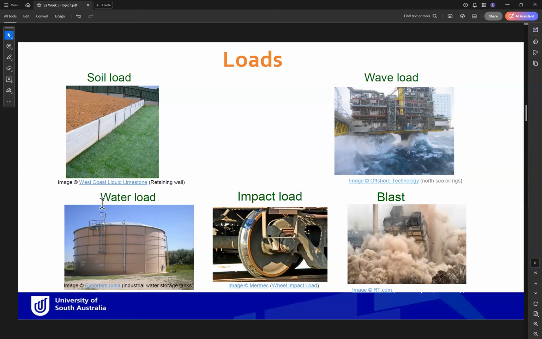We have also water load, like in water tanks. So we have also lateral loads on the walls. And we have also impact load, similar to the load from the train wheels on the train line. And you have also some blast load or explosive load due to explosions. So these are some different types of loads you can have a look at.